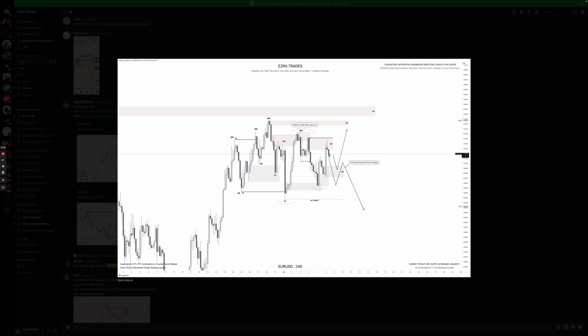The other thought process is we could cause this to fail. This 4-hour supply failed to break structure to the downside, so it's unlikely, but it is possible that we could take this out. This could serve as inducement. We could tap here and then generate a reaction before going short.